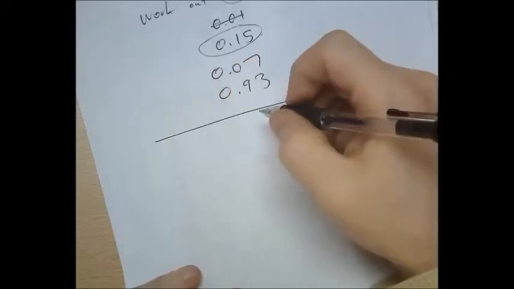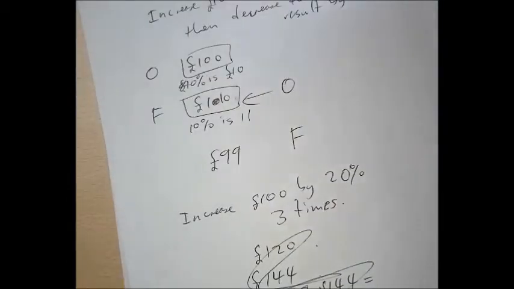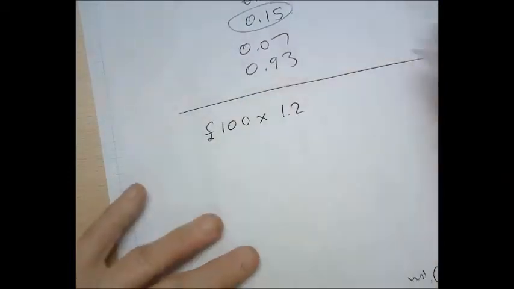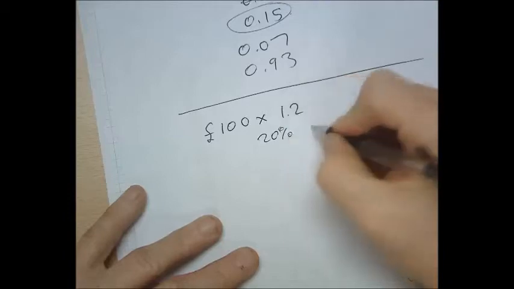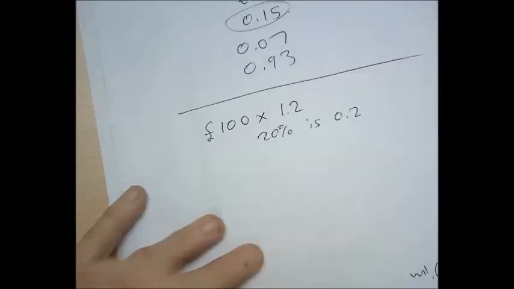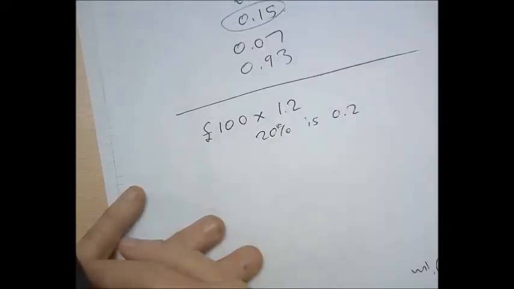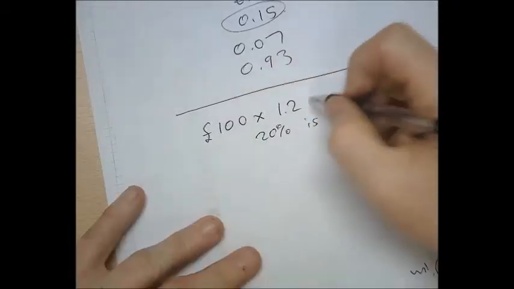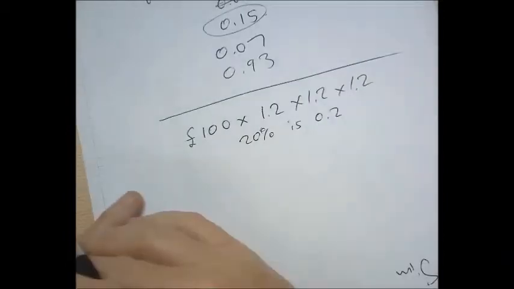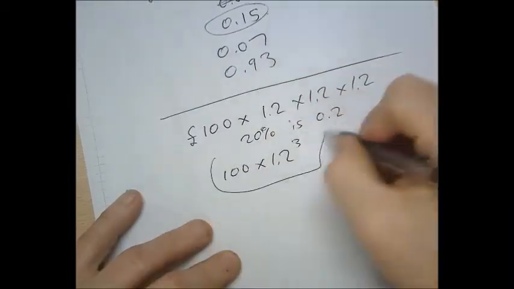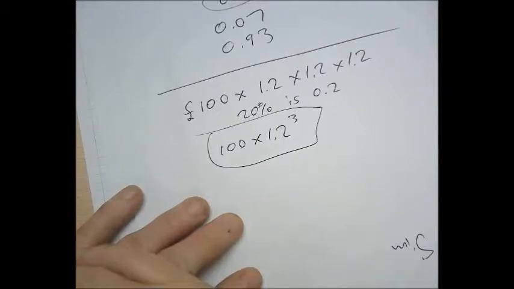Okay? What you do is, you take your figure, £100, or whatever it was that I had, and you times it by 1.2. Where did I get 1.2 from? Because 20% is 0.2. Okay, so you don't times by 0.2, you times by 1.2 so that you add the 20% on. So how would you do it if you wanted to increase it by 20% 3 times? Just do it 3 times. Simple as that. And when you're typing it in, for goodness sake, save time by using the power button. So that is what you get when you increase £100 by 20% 3 times.